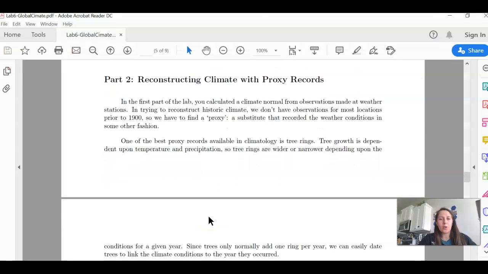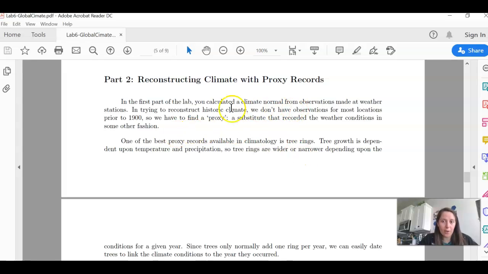All right, so part 2 is called Reconstructing Climate with Proxy Records. In the first part of the lab, you calculated a climate normal from observations made at weather stations. In trying to reconstruct historic climate, we don't have observations for most locations prior to the 1900s, which makes sense because back then we basically didn't have thermometers to check what the temperatures were at any one location.